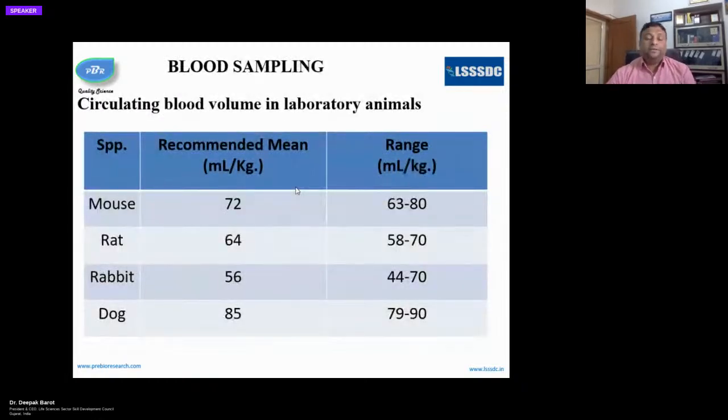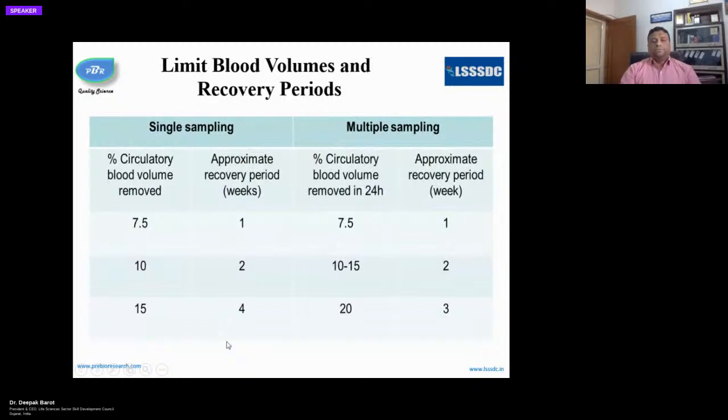So blood sampling, this is about collection of the blood sample, and that is also totally dependent on the circulatory blood volume, the total blood volume in the laboratory animal. So this is typically the blood volume available in ml per kg for each animal, like mouse, rat, rabbit, and dog: 72, 60s, 50s and 85.